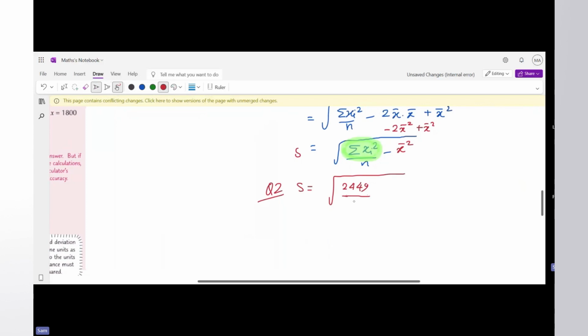How many values are we looking at? 7. And what is the average, the mean? We found the mean earlier, right? 17.9. Correct. Now you observe here that for this calculation, I'm not using the rounded off value. I'm using a more accurate value, which is 17.85714. So x bar squared. Now when you calculate this, what do you get?